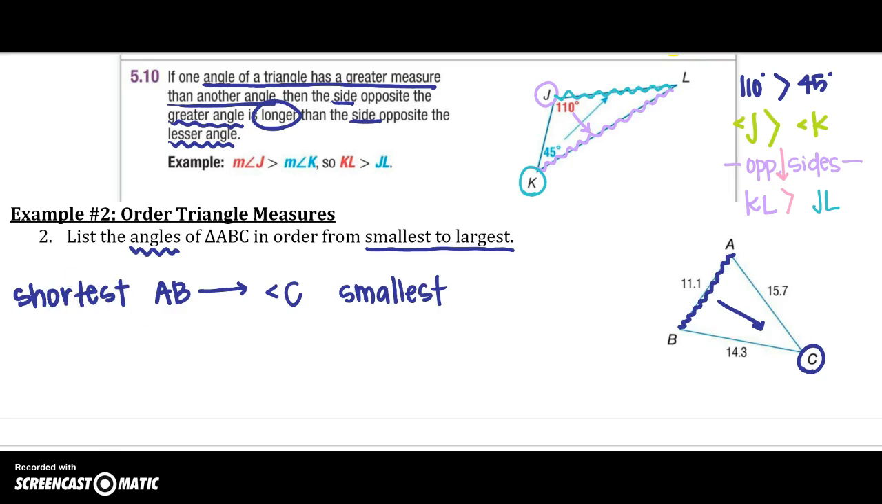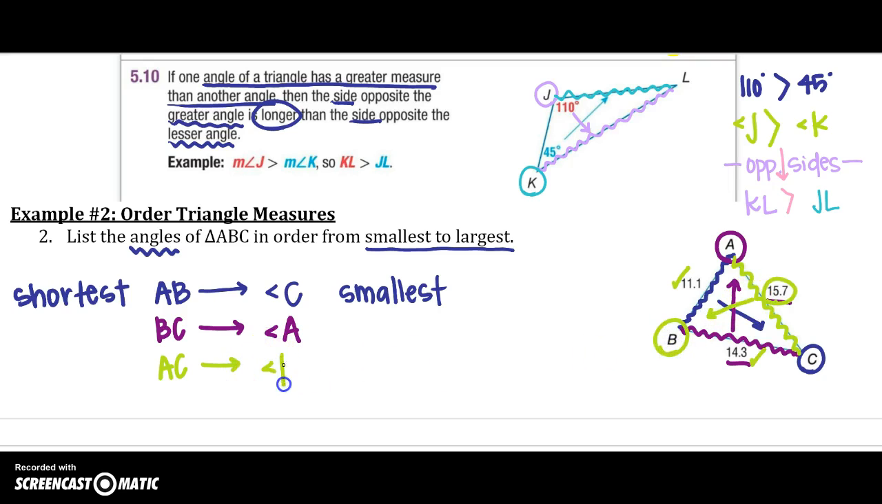Then you need to look for the next smallest. I know that 14.3 is less than 15.7, so my next side would be BC, and the angle opposite that would be angle A. So the middle-sized side goes with the middle-sized angle. And last, 15.7 is the greatest, so that goes with AC. So the biggest angle of this triangle is angle B. The largest angle goes with the longest side.